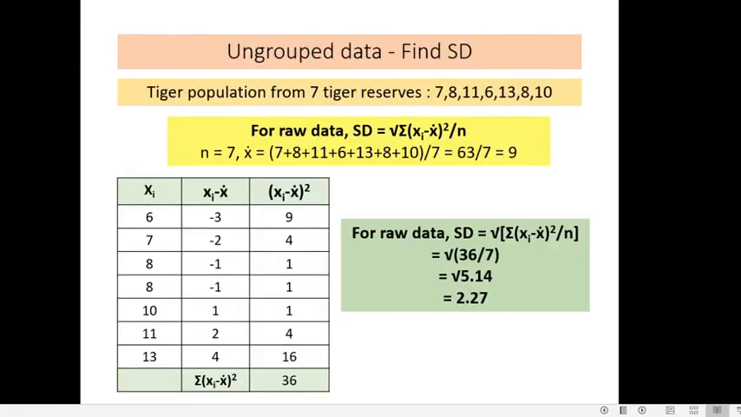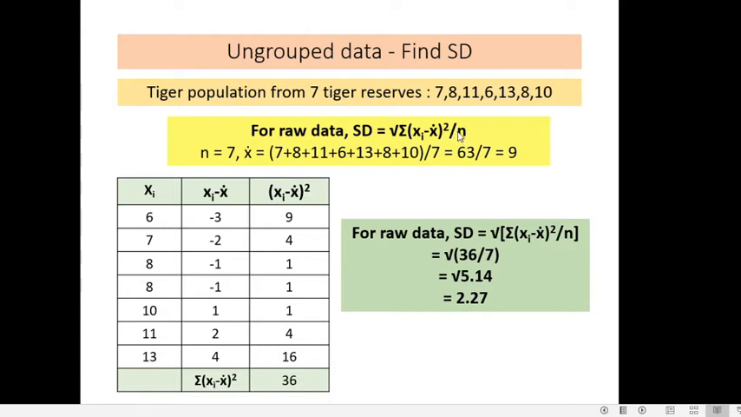First we go to ungrouped or raw data, where we have collected the tiger population from 7 tiger reserves. In the first reserve, the number of tigers is 7, in the second 8, the third 11, the fourth 6, the fifth 13, the sixth 8, and from the 7th reserve you get 10 tigers. So, the total tiger population we got from the 7 tiger reserves is 63.